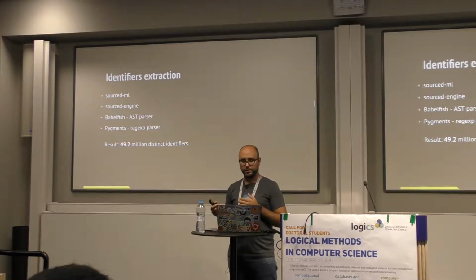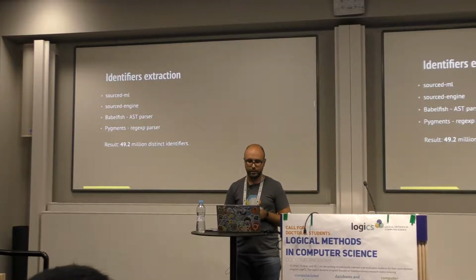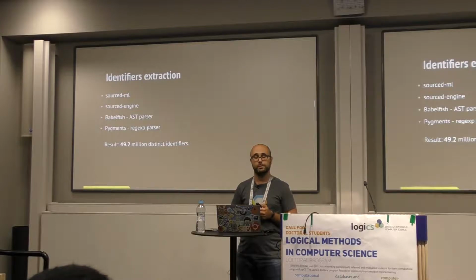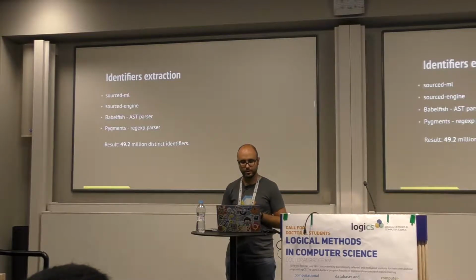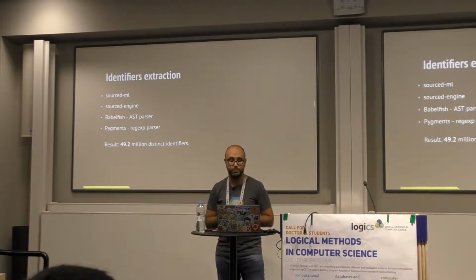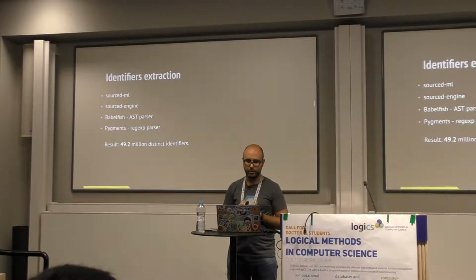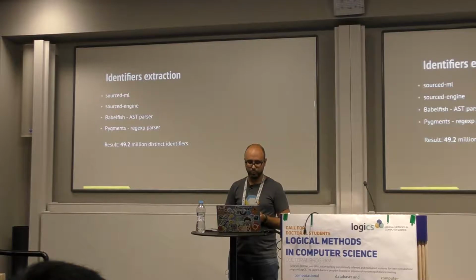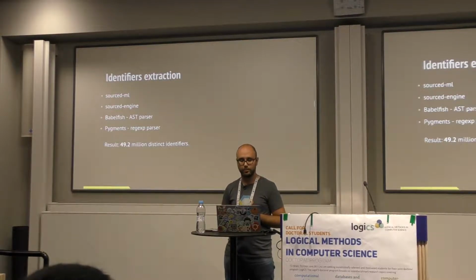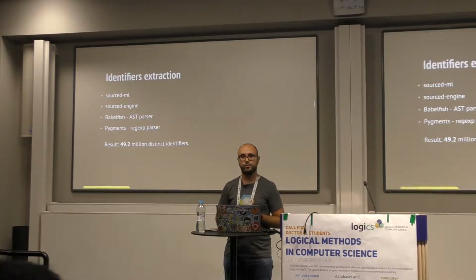To do this identifier extraction, we apply an AST parser and a regular expressions parser. The thing is, the AST parser is very precise. It never makes any mistakes. So in our case, we use Babelfish. But it doesn't support all the languages. And GitHub has more than 400 languages. And we want to parse all of them. So for some kind of exotic ones, we use Pygments as it is regular expression based.